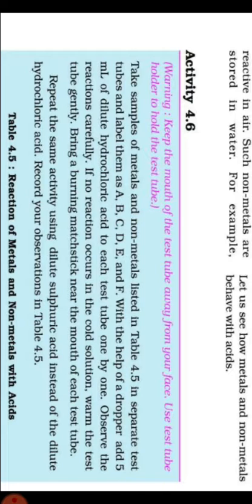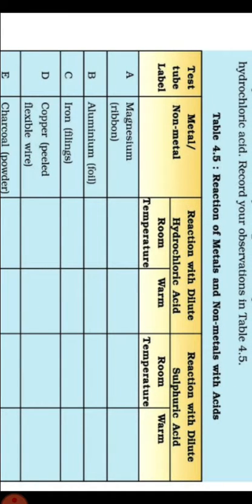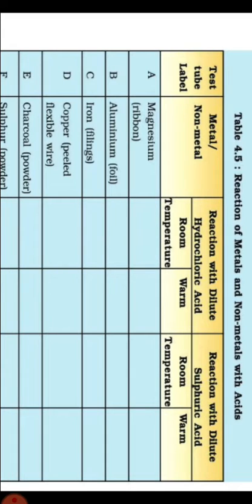So students, what happened? The reaction of metals and non-metals with dilute hydrochloric acid and dilute sulfuric acid. Let us discuss table 4.5. In test tube A, we have taken magnesium. When we add dilute hydrochloric acid to magnesium, at room temperature it reacts with dilute hydrochloric acid to give hydrogen gas. And when we warm, a rapid reaction takes place.